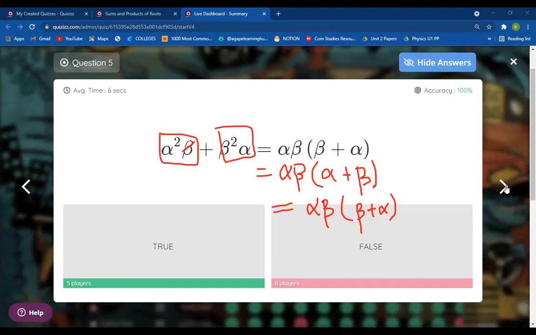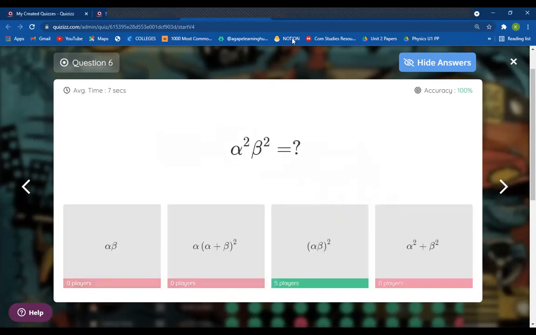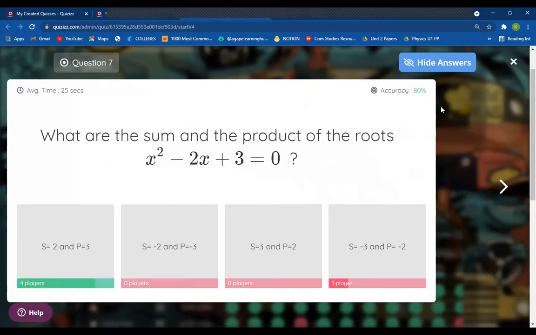Okay. This alpha squared plus beta squared is not the same as alpha plus beta squared. Okay, so just remember that.